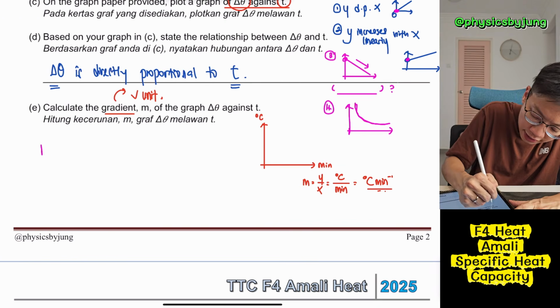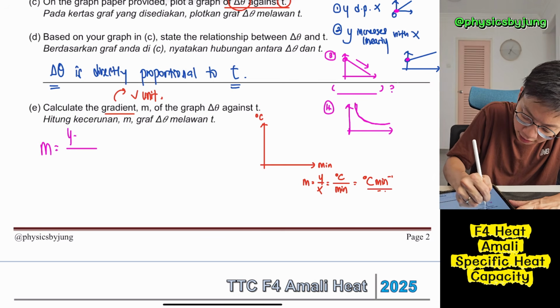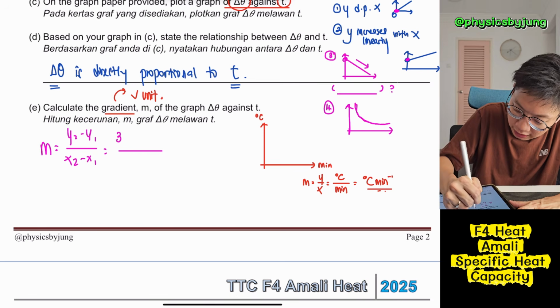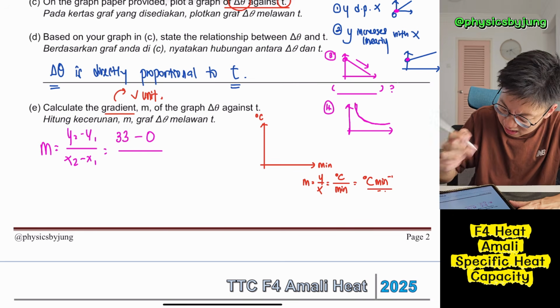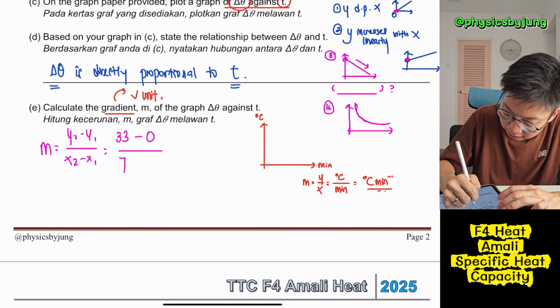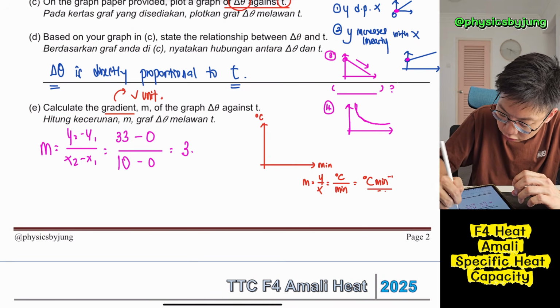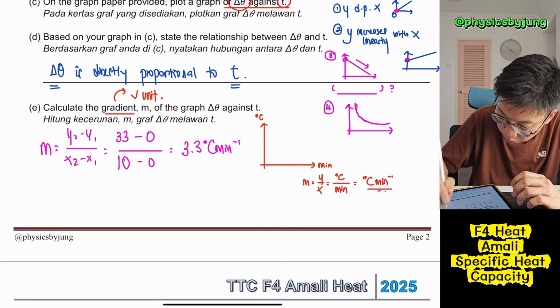So now we're going to do this together. Our gradient will be y2 minus y1 over x2 minus x1. Since I take the origin as my point, I can take this, and then I can take, let's say, 10 minutes minus 0. So I'll get 3.3 degrees Celsius per minute.